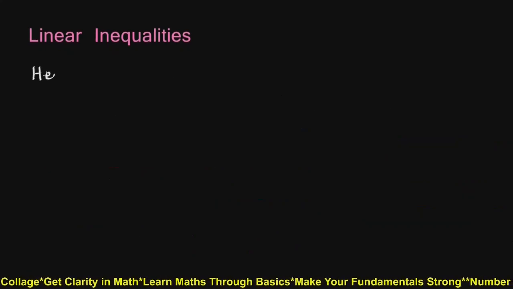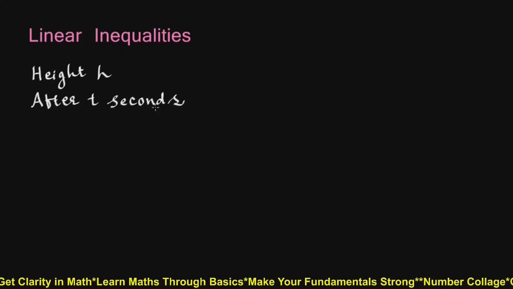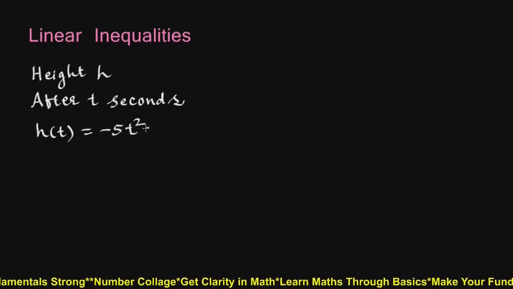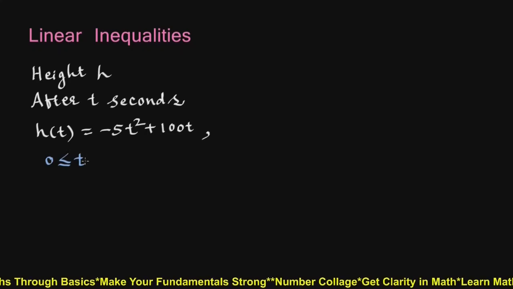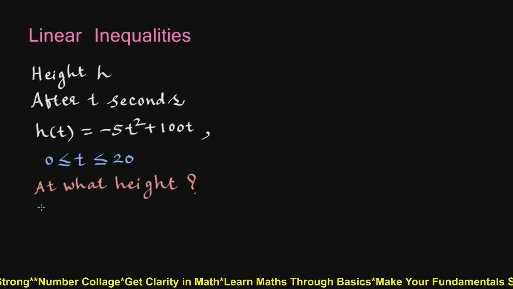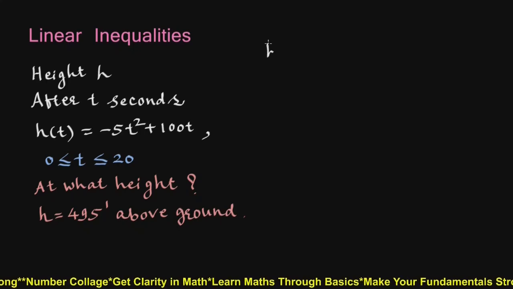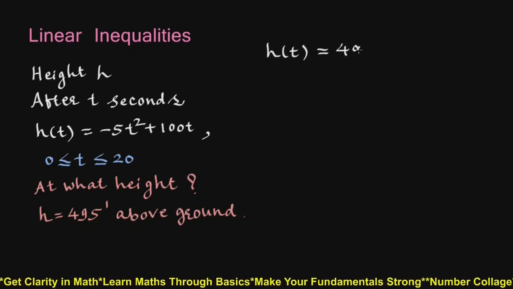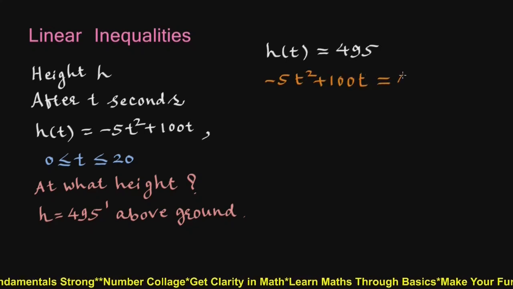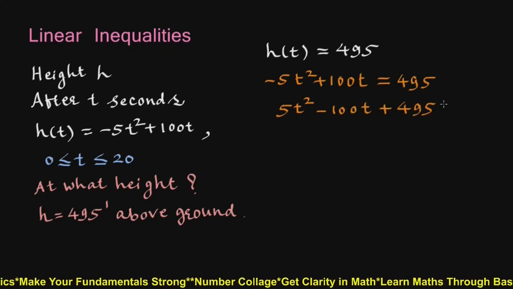The height h reached by the rocket after t seconds from the lift off is given by h(t) equals minus 5t square plus 100t, where t lies between 0 and 20. At what time is the rocket 495 feet above the ground? Height of rocket above the ground is h(t) equals 495, that is minus 5t square plus 100t equals 495. 5t square minus 100t plus 495 equals 0.